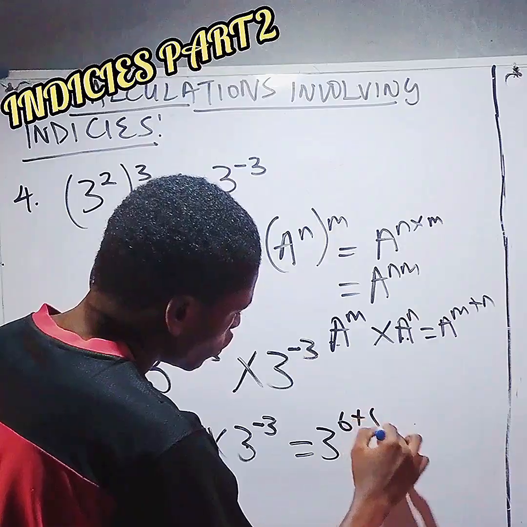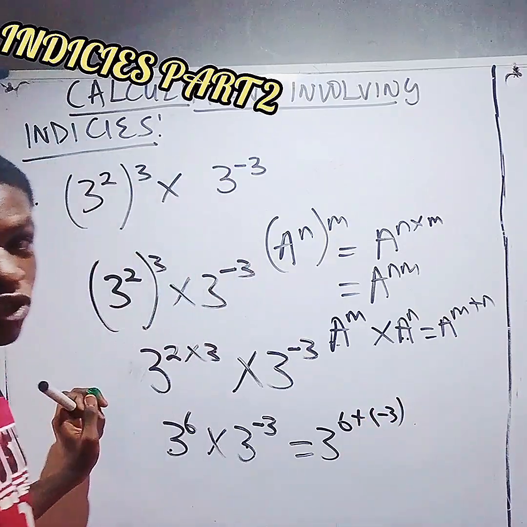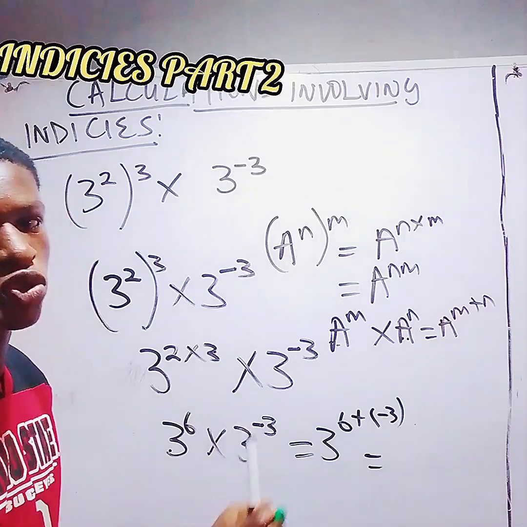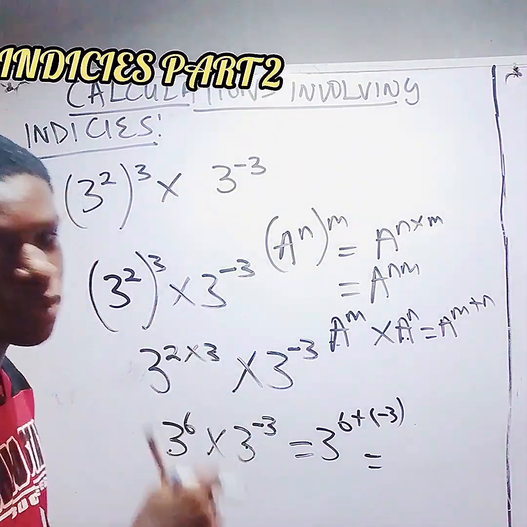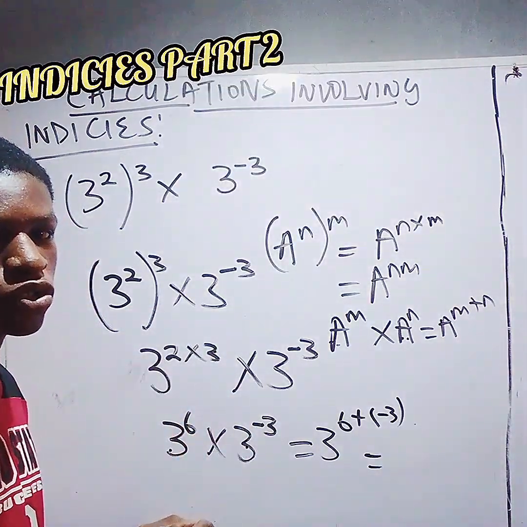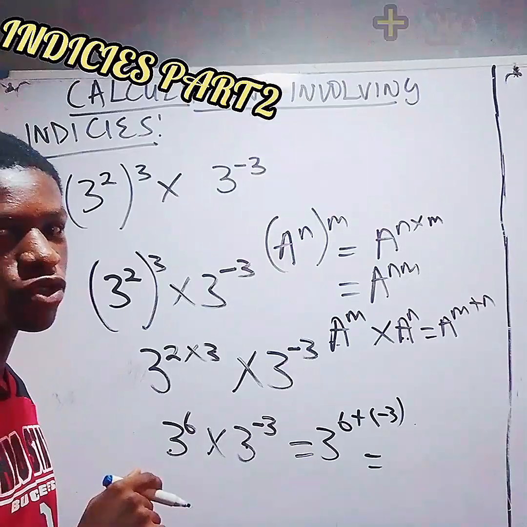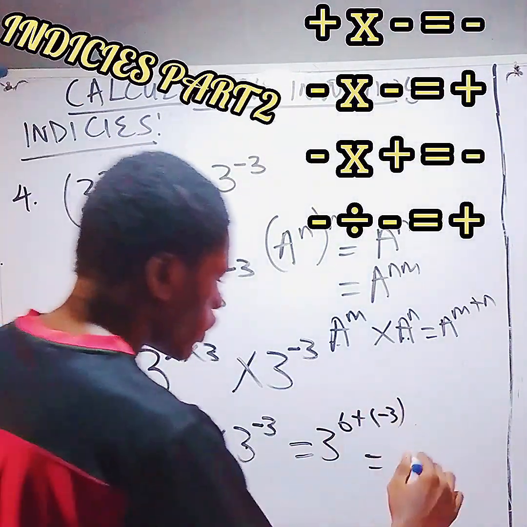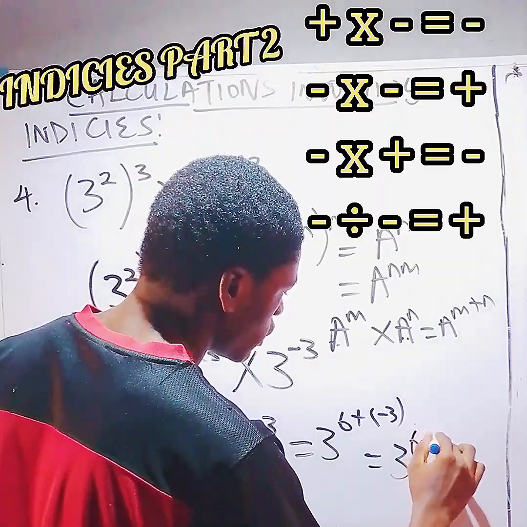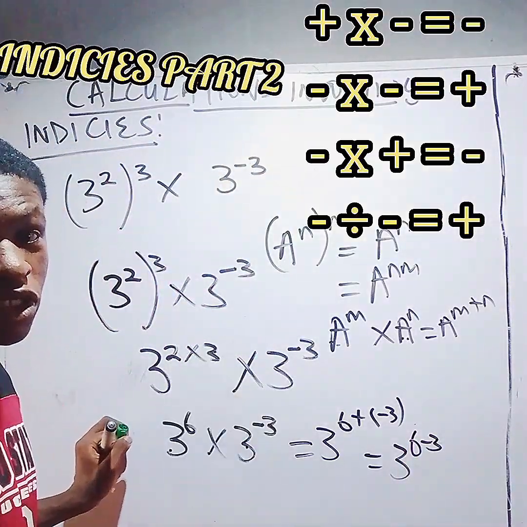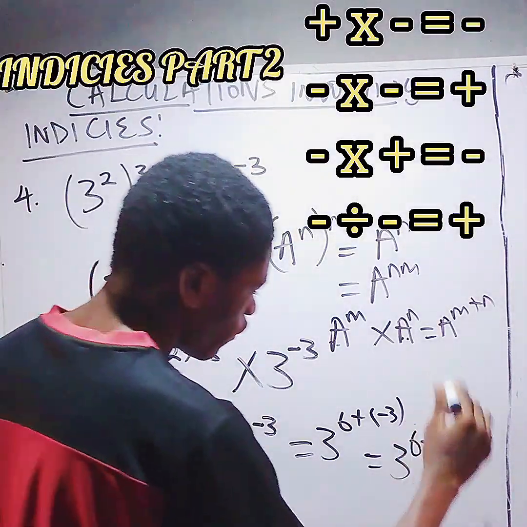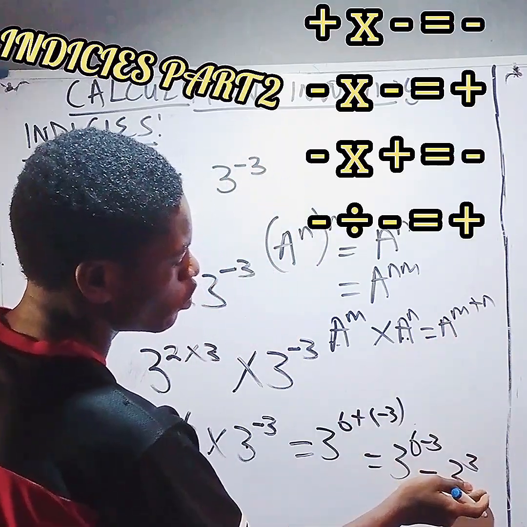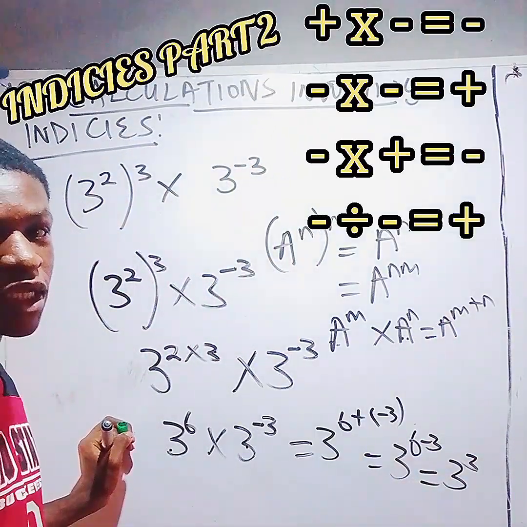Let me just put it in a small bracket: minus 3. So what I just did is equal to, when plus and minus come together in a multiplication format, minus used to overcome. Learn that one today: plus times minus is minus. So I have 3 raised to the power of 6 minus 3. And 6 minus 3 is what? It's 3. So therefore, I'll have 3 raised to the power of 3. 3 raised to the power of 3 is my final answer.